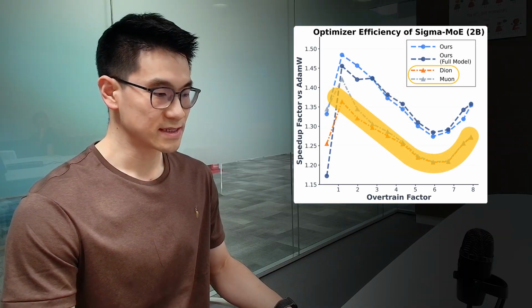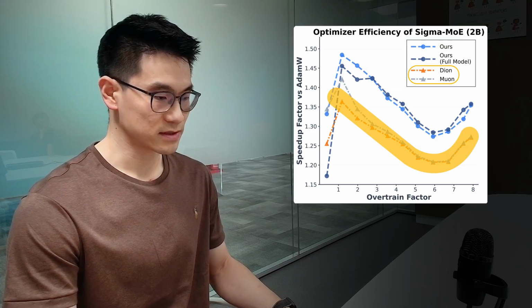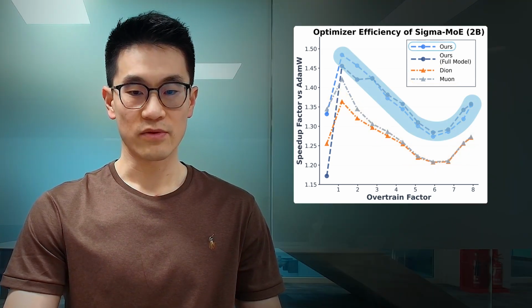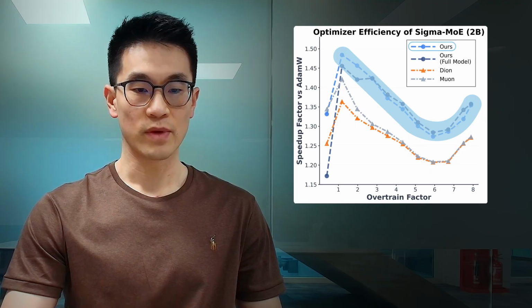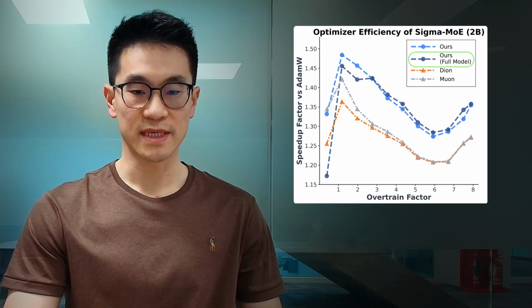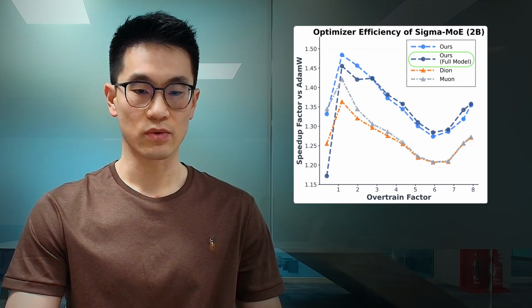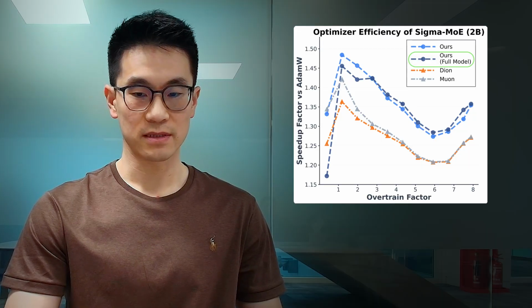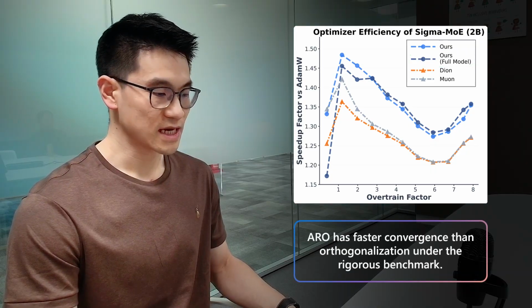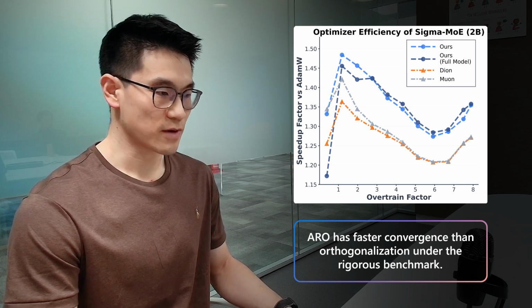From the plot, we can see the results form two clusters. The lower cluster represents orthogonalization-based methods, including Muon. The upper cluster shows two ARO variations. Their results show a clear performance gain for ARO, which persists across data scales. Importantly, ARO can optionally be used as a full model optimizer, where all matrix parameters in the model are updated under a single rule, while some orthogonalization methods, although we do not show it here, can be unstable in that setting. Overall, this suggests ARO converges faster and delivers better sample efficiency under our rigorous benchmarking protocol.